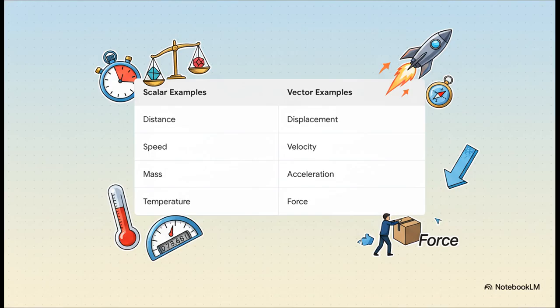So looking at our table, we can see distance is a scalar. It's just a number. But displacement, that's a vector. It's got both a magnitude, that 5 kilometers, and a direction, southeast. And you can see how a bunch of other things we measure fall into one of these two camps. See how speed and velocity are paired up, just like distance and displacement? Let's check those out next.